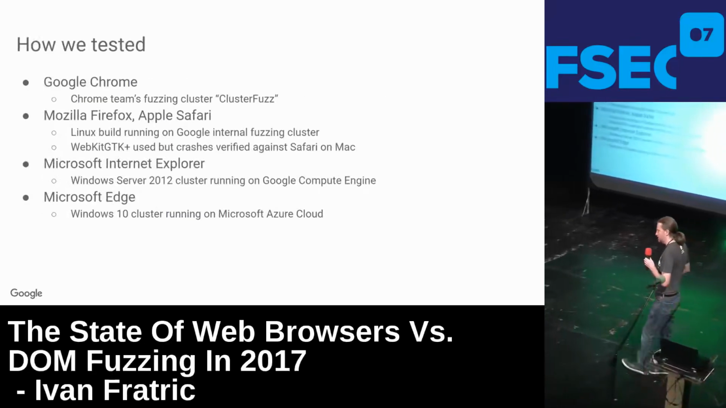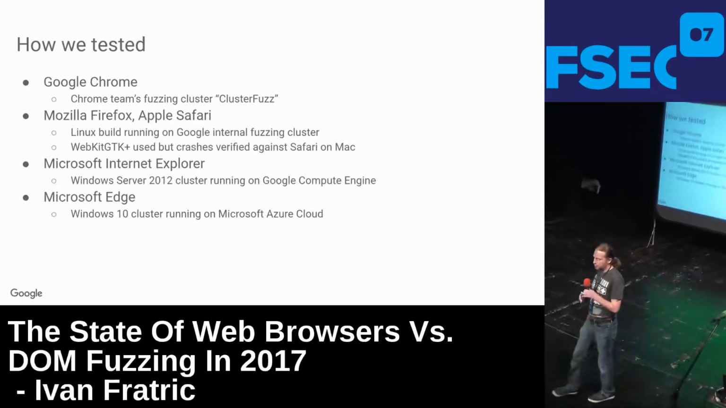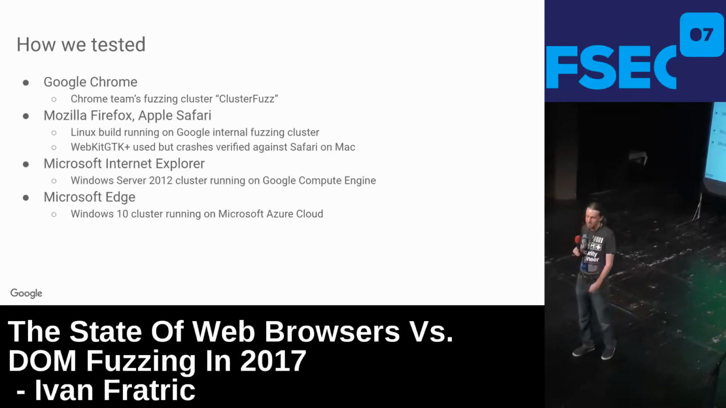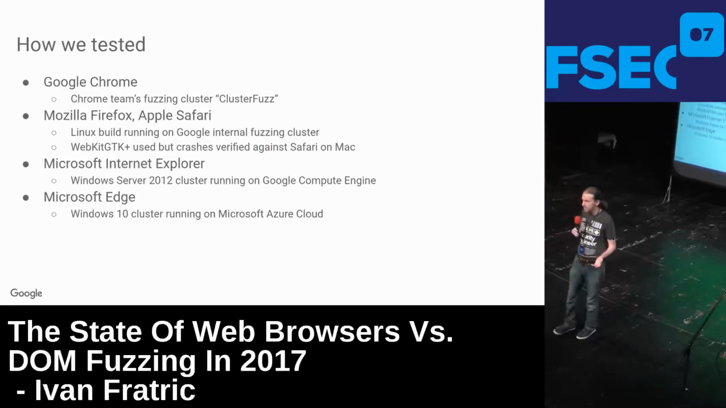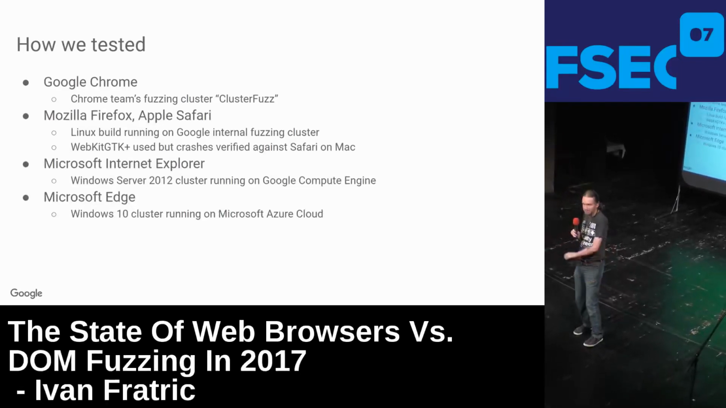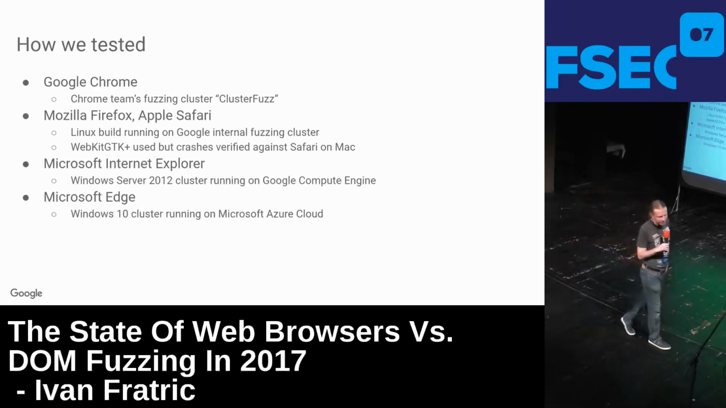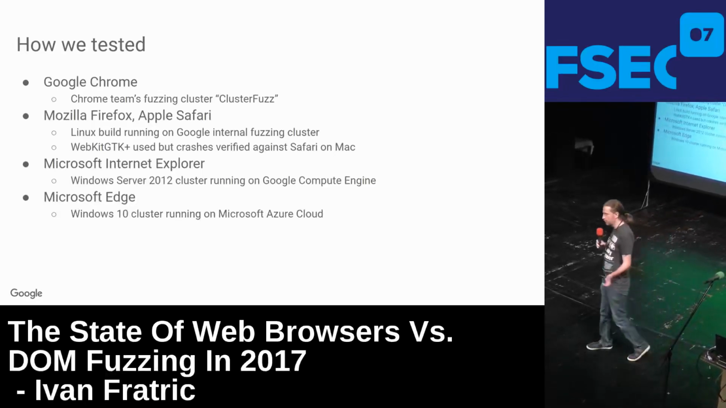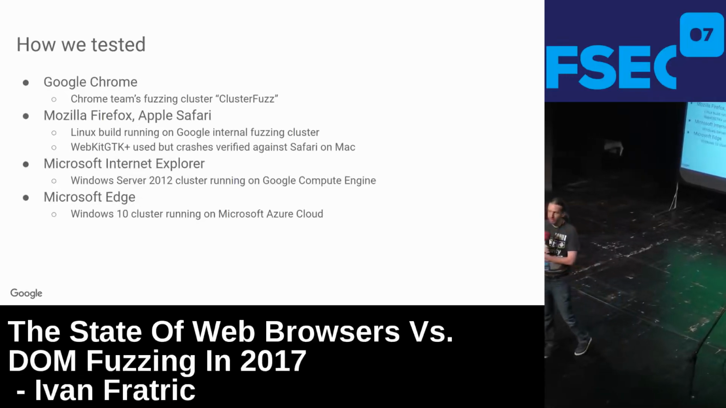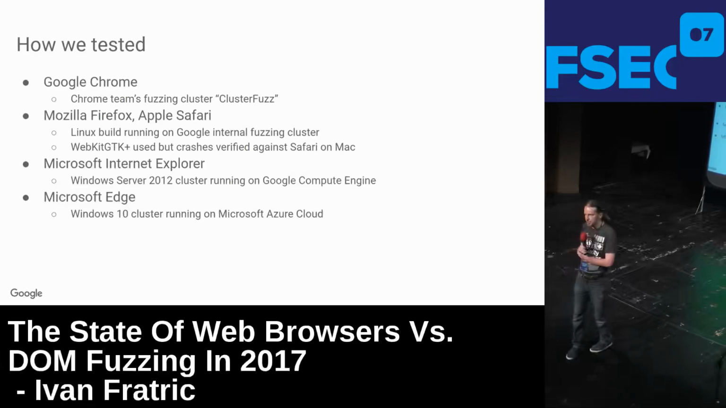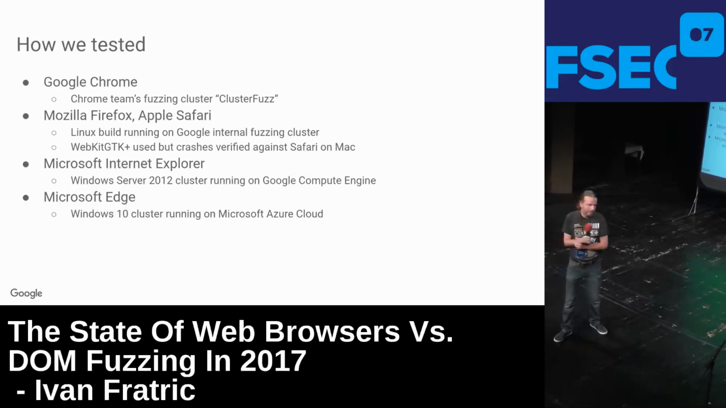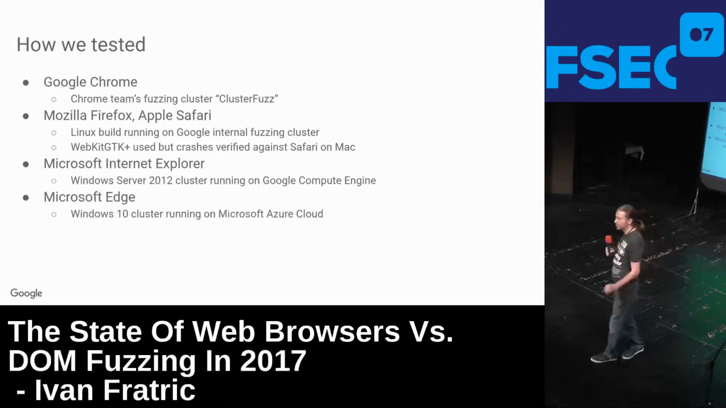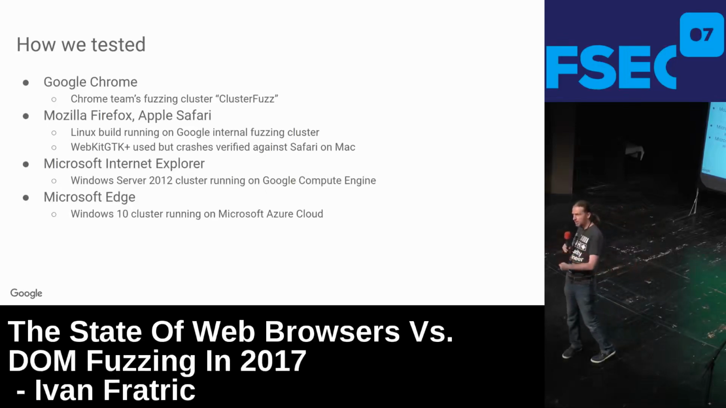So how did we actually test those browsers? Google Chrome was probably the easiest because the Chrome security team has their own fuzzing cluster, which is called ClusterFuzz. Essentially all I needed to do was upload my fuzzer to ClusterFuzz, and then it magically works. Story done, happy end. Firefox and Safari we fuzzed on internal Google infrastructure, which is Linux based. And you might be wondering, how did I fuzz Safari on Linux, because Safari doesn't run on Linux? Well, instead of fuzzing Safari, I fuzzed WebKit GTK Plus, which uses the same DOM engine as Apple Safari.